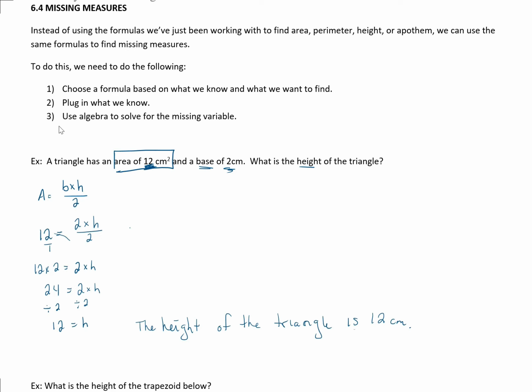Right? So we knew area this time, we knew base, and we were trying to find height. So we're just working backwards a little bit. It's a little bit faster to use algebra than to guess and check. This one you probably could have gotten away with guess and check, but some of the other ones are going to be much more difficult.